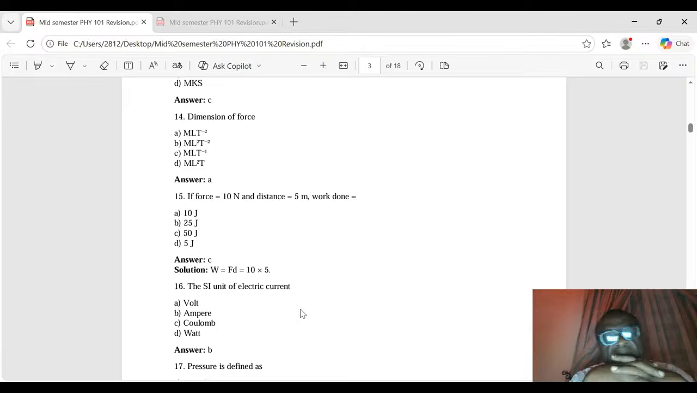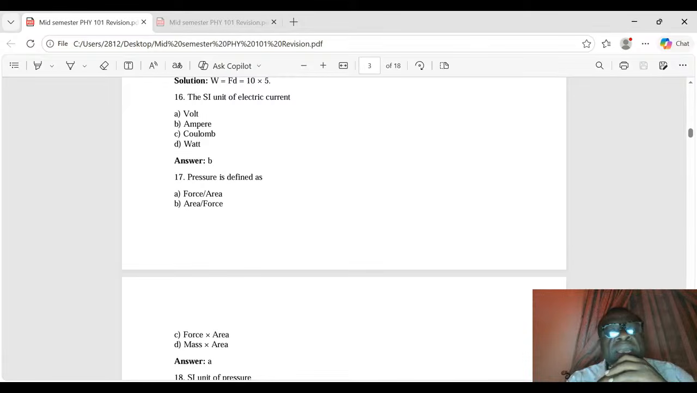Question 16. The SI unit of electric current is: A. Volts, B. Ampere, C. Coulomb, D. Watts. The correct answer is B, ampere.